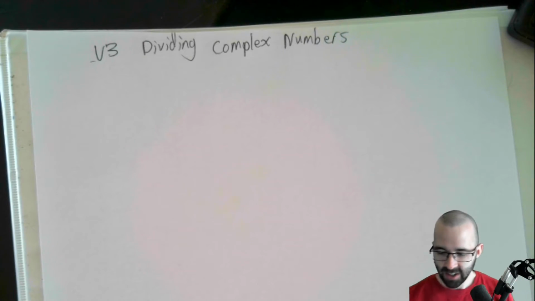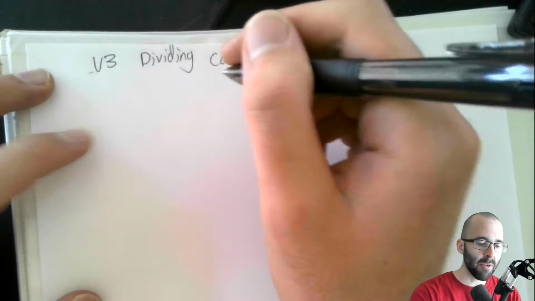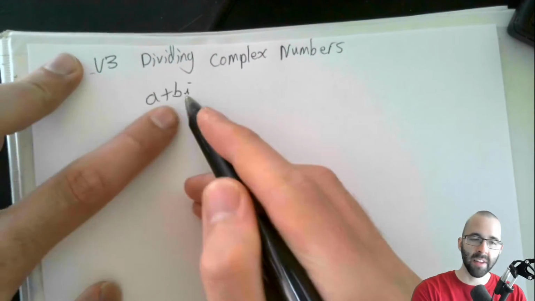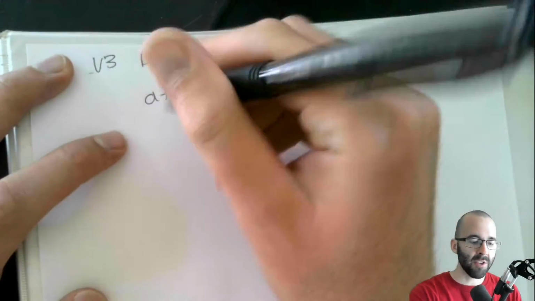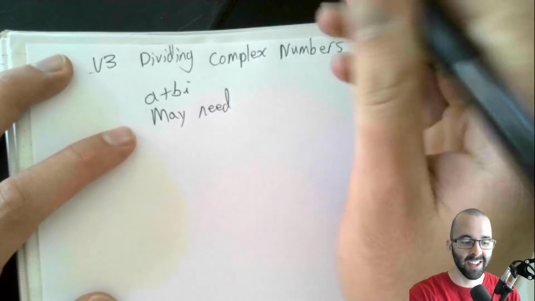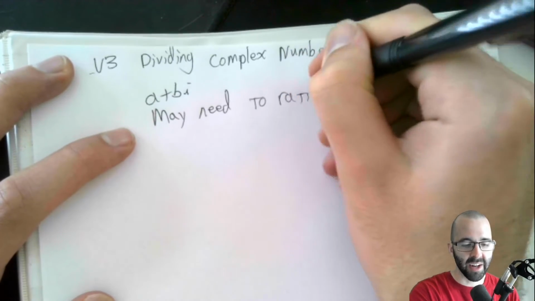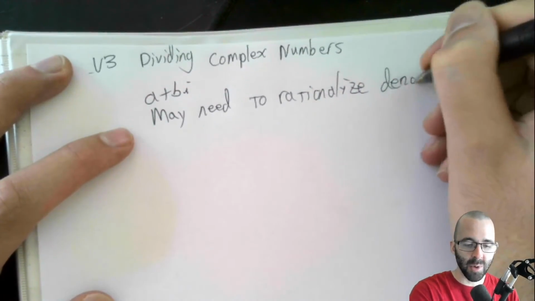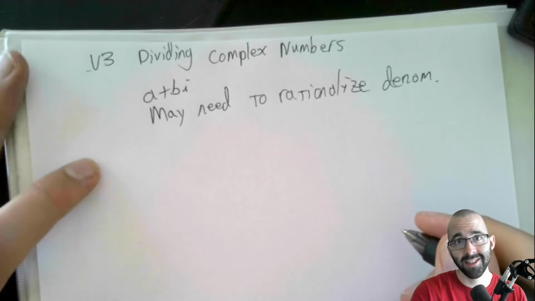Okay, so again, remember that we always want things in the form a plus bi. Real part, then imaginary part, okay? And you may need, and by may I mean pretty much all the time you're going to rationalize the denominator. We'll review how to rationalize denominators, and we'll also review what that even means, all right?